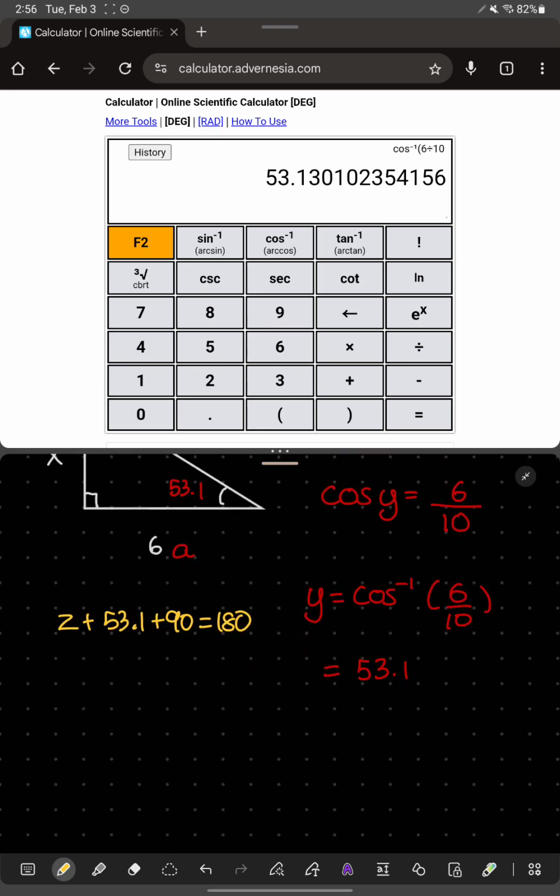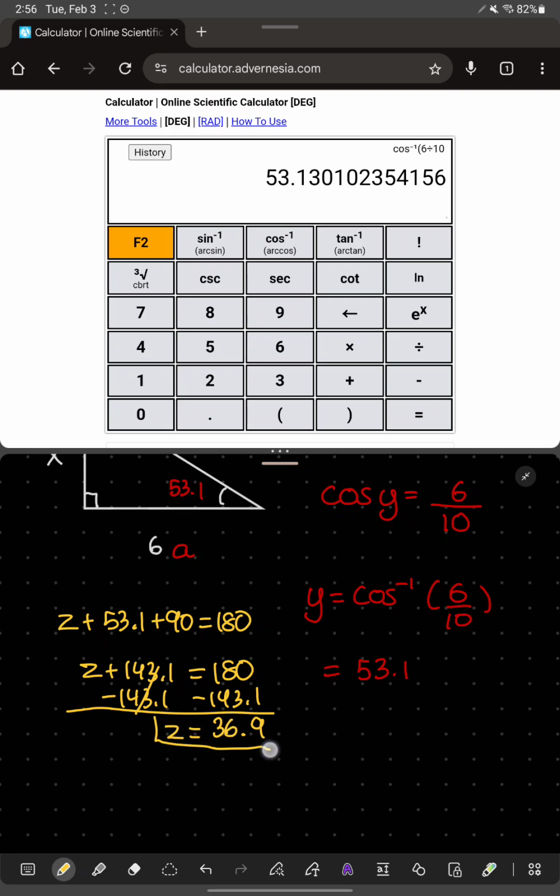Let's combine them. I'm going to combine 90 and 53 to give me 143.1, make it equal to 180, and I'm going to subtract both sides by 143. When I'm able to do that, I should get, I believe, 32.9. Oh, I apologize. It's going to be 36.9. Okay, so that's what z is. Z is 36.9, while that one is 53.1.